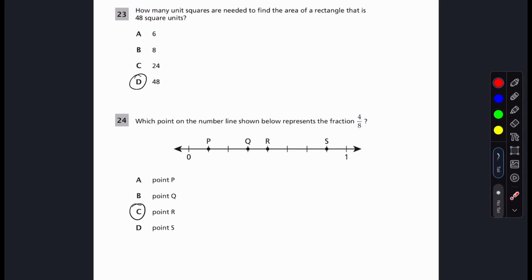Here are the answers for 23 and 24, D and C. Check your answers and stay on if you need a little extra help or you want to see how I solve it, or move on if you got it and you feel super confident.